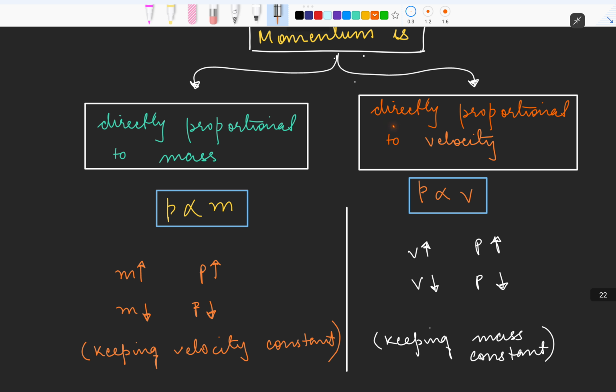And momentum is also directly proportional to velocity. That means when you increase the velocity, your momentum increases. When you decrease the velocity, your momentum decreases as much. In the sense, if you increase the velocity 2 times, your momentum will increase 2 times. If you decrease the velocity by half, your momentum will decrease by half, right? And this is how you show the sign for directly proportional.